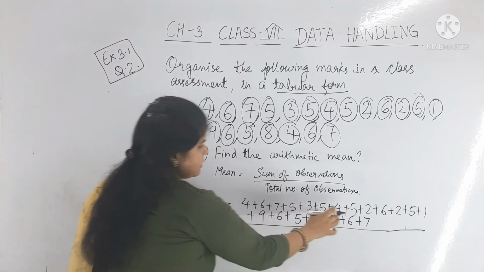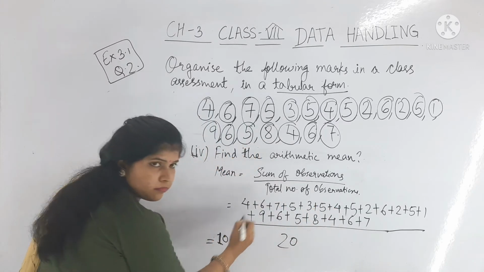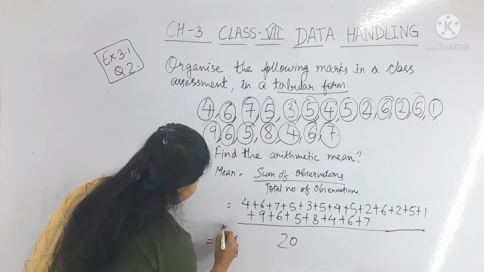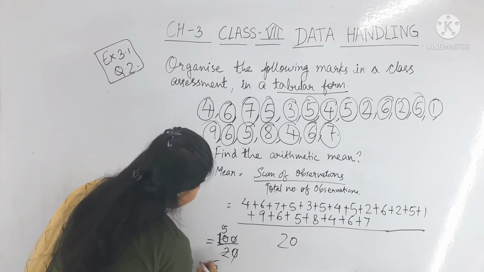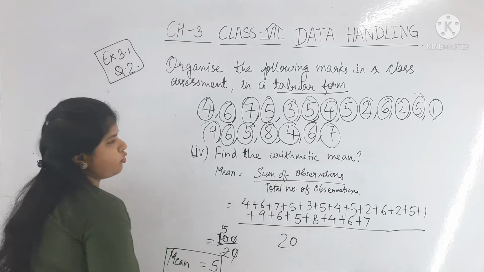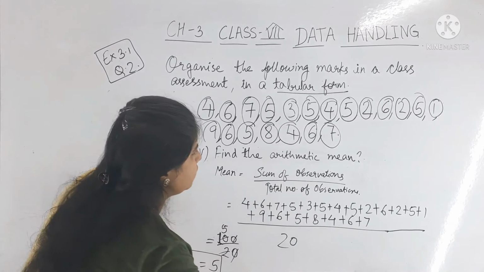If you sum this, you will get 100. You can sum it, okay, 100 divided by 20. So what does it come to? Mean is equal to 5. This is your last answer for question number 2. So like this you can solve.